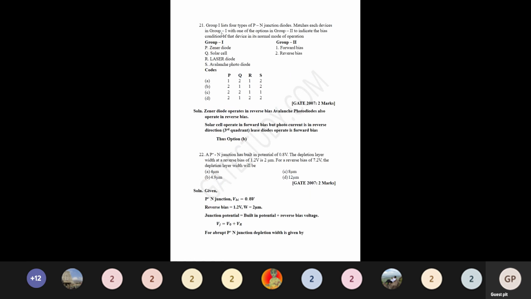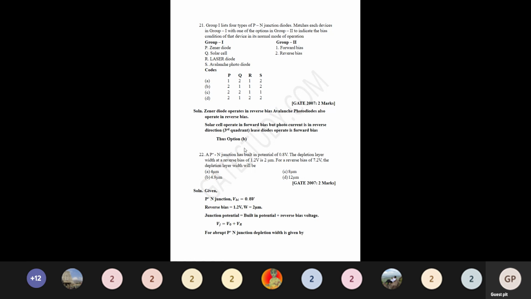Next. Group 1 lists 4 types of PN junction diodes. Match each device in group 1 with one of the options in group 2 to indicate the bias condition of that device in its normal mode of operation. Group 1 is Zener diode, solar cell, laser diode, avalanche photodiode. Group 2 is forward biased and reverse biased. The solution is Zener diode operates in reverse bias, avalanche photodiode operates in reverse bias. So Zener diode and avalanche photodiode, first and fourth, are 2.